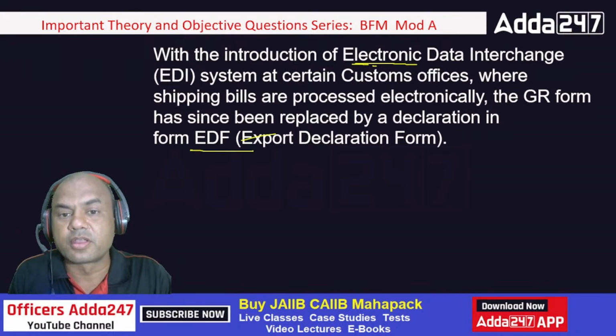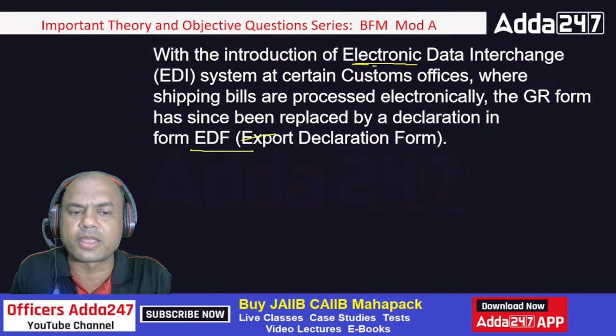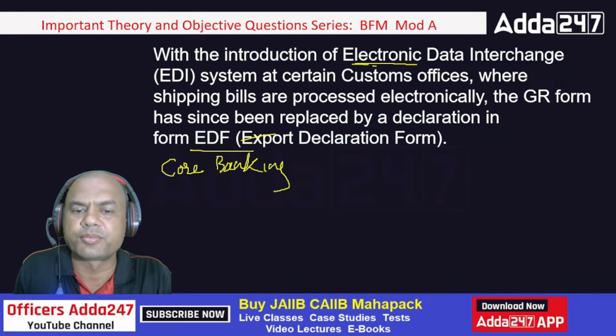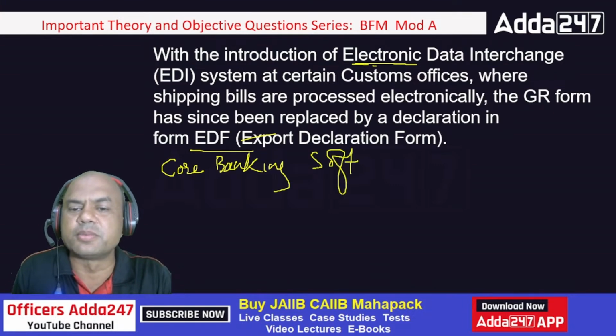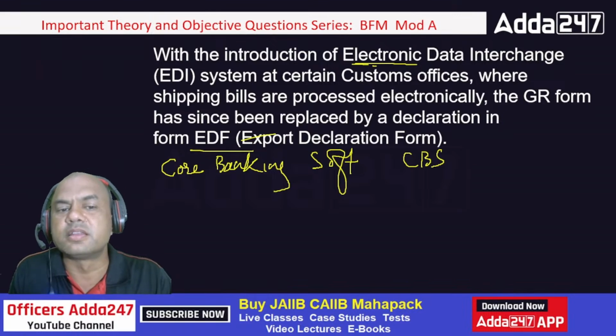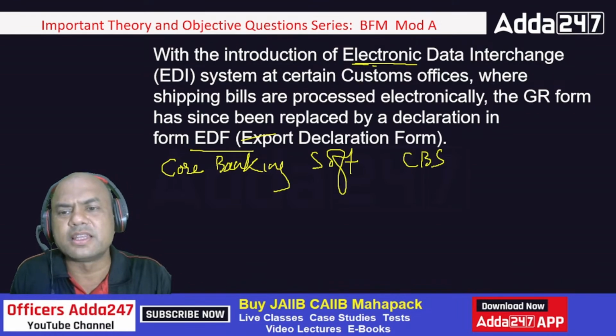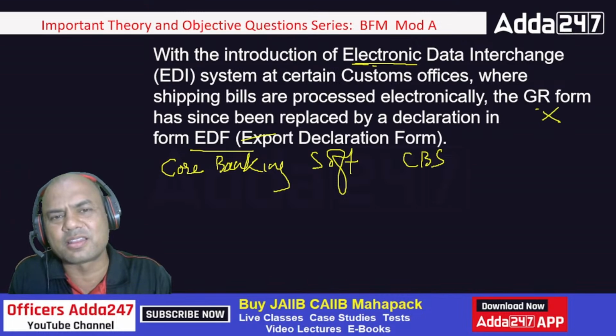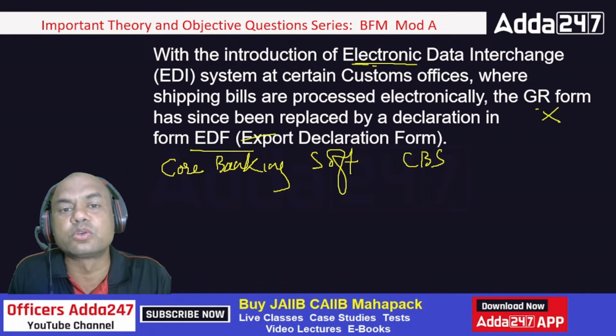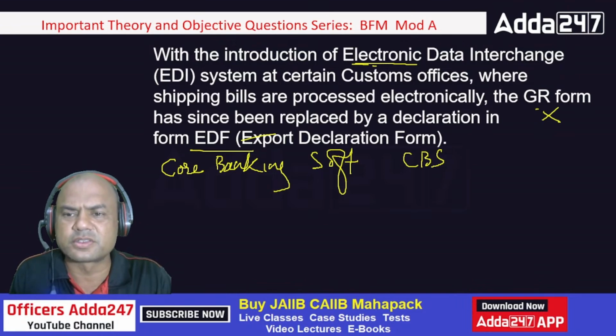So now what has happened? Because of this EDI exchange, what is EDI? EDI is basically like we have core banking software in our banks, CBS. All of our banks now have core banking software. Similarly, this customs house has EDI. So CBS for bank equals EDI for customs. Wherever EDI is there, this GR form is of no use. GR form was all handwritten, physical, or a single sole computer-based system, with no interconnectedness. So that is gone now. Everything is under EDF now, export declaration form.